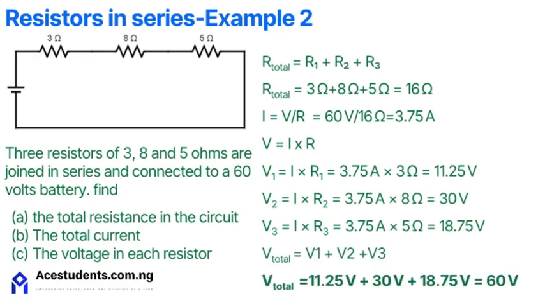Now let us check our final result. Add the voltages, 11.25 plus 30 plus 18.75. That equals 60 volts. This matches the voltage of the battery, so our answer is correct.